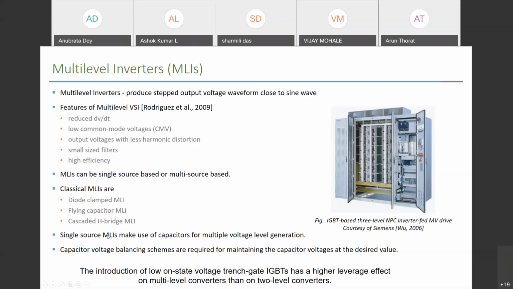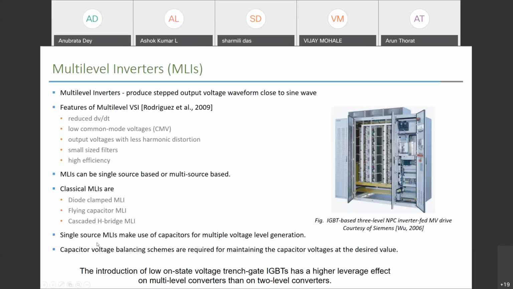So there are some issues with capacitor voltage balancing in the DC side also, that I'll be discussing in tomorrow's class, but not today. And then capacitor voltage balancing scheme, not only for the DC side, but also in your main circuit towards the load side also, they can be sitting there as a flying capacitor. They need to maintain their respective voltage. So that is also a challenge sometimes for multi-level inverters.